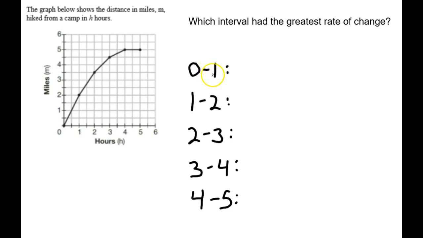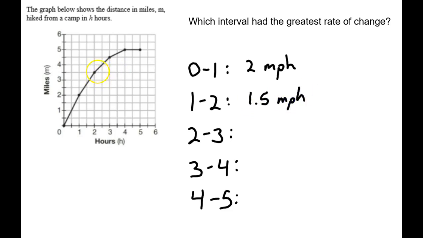But from 0 to 1, we're looking at rise over run. So from 0 to 1, we have to go up 2 over 1. So that would be 2 miles per hour. That would be the rate over the first interval. The second interval, we go from 1 to 2, we go from 2 up to 3.5 over 1. So this would be 1.5 divided by 1, or 1.5 miles per hour.